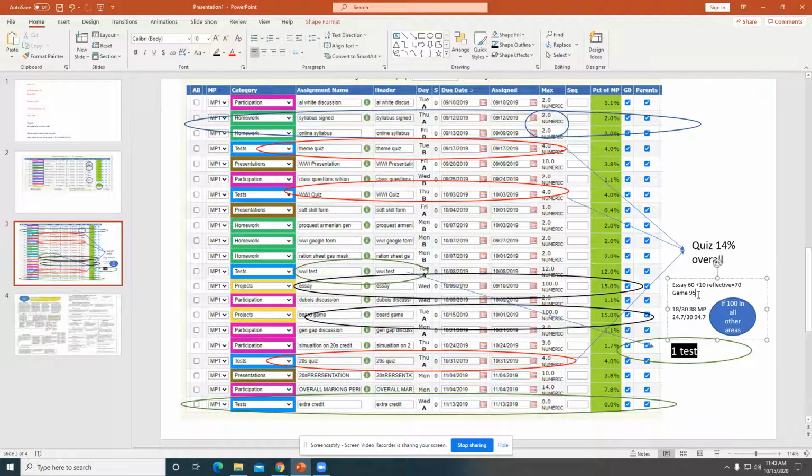So in this example here that I have, let's just say I have a 60 on the essay. I gave you back 10 points for the reflection, the post-its. Student gets a raw score put in at a 70. On the board game, they get a 95. That would bring their overall percentage points. They scored 24.7 out of 30, which is what I have here.